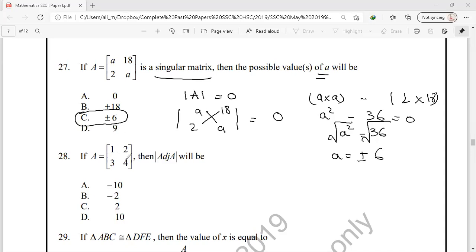Let's see question number 28. We have a matrix and we have to find the determinant of the adjoint of A. So let's first calculate the adjoint of this matrix.